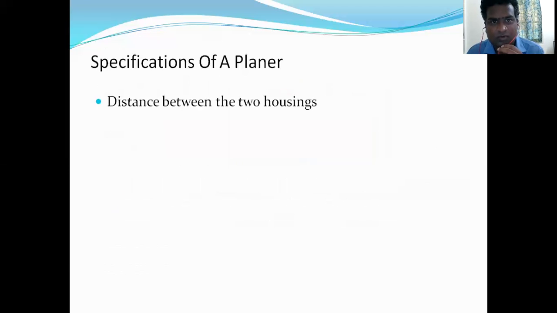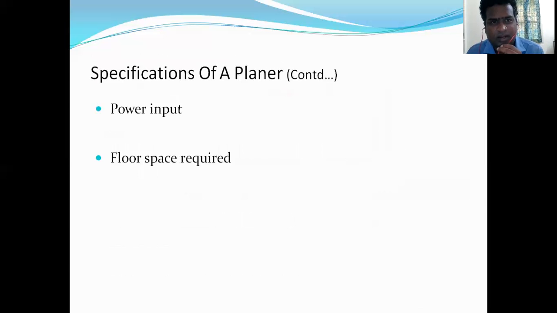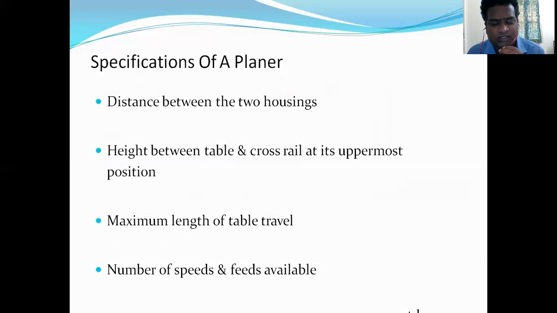Now we are moving to the specifications of a planer. What we have to keep in mind is the distance between the two housings, because the workpiece width has to allow it to freely reciprocate between the columns. Also the height between the table and cross rail at its uppermost position, the maximum length of the table travel, number of feeds available, power input, floor space required, type of drive, and net weight of the machine. These are the points to keep in mind when going to purchase a planer machine.